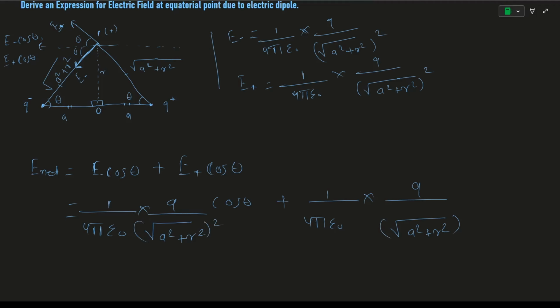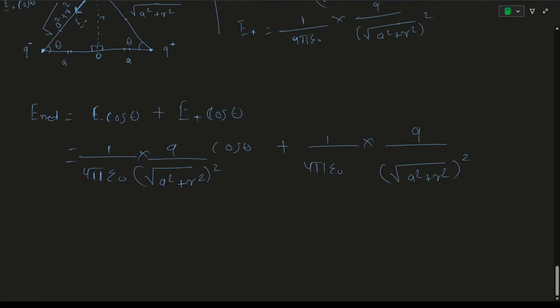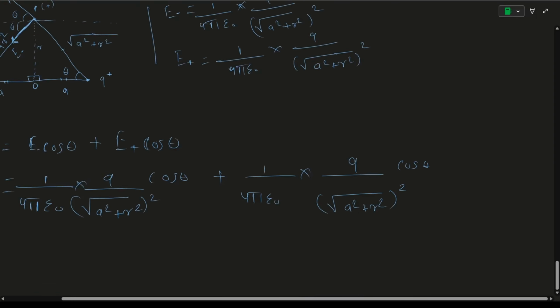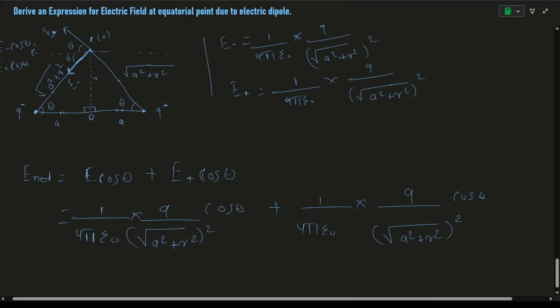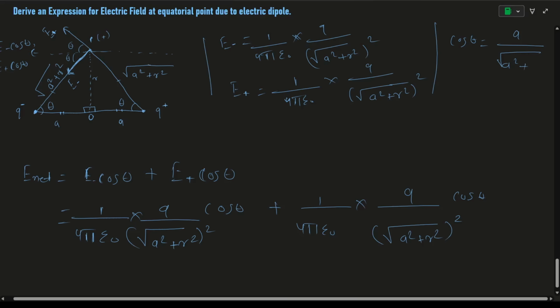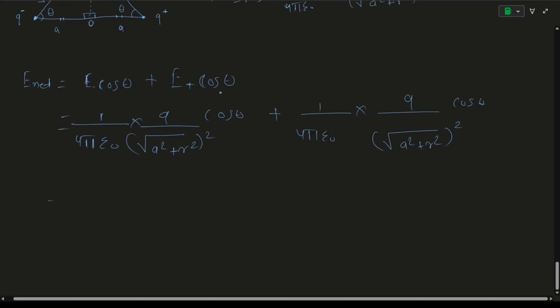So this is what r square, and here will be the cos theta component. And for the cos theta, what we can write here, you can see cos theta is what, adjacent side upon hypotenuse. What is the adjacent side? Adjacent side is a, upon hypotenuse, which is root of a square plus r square. So instead of this cos theta, what can I write?